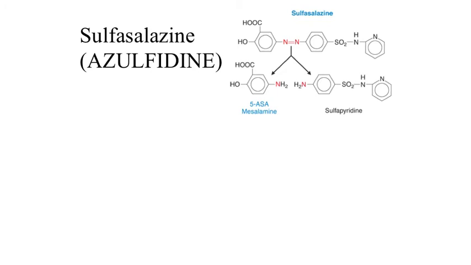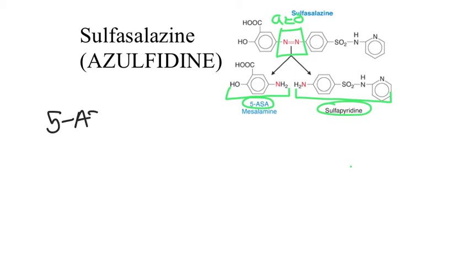The next conventional DMARD is sulfasalazine. Sulfasalazine is 5-acetyl-salicylic acid, or 5-ASA, linked to a sulfapyridine molecule by an azo bond, which is a nitrogen-nitrogen double bond. 5-acetyl-salicylic acid is a known anti-inflammatory drug, and by linking it to sulfapyridine, this decreases absorption in the small intestine and results in greater absorption from the large intestine, which is more beneficial in the treatment of several autoimmune conditions.